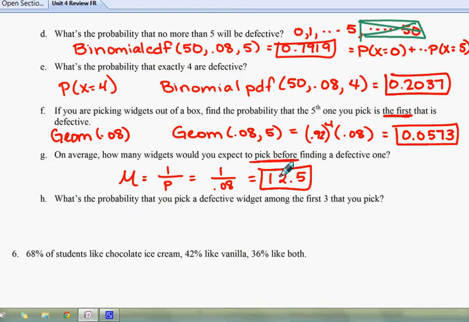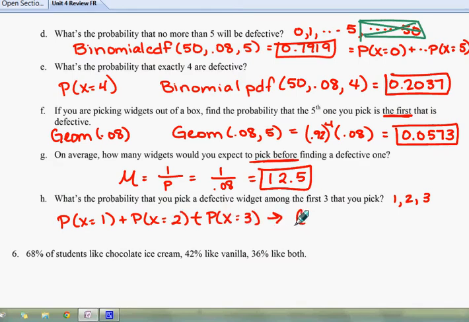And for the last one, what's the probability that you pick a defective widget among the first 3? That means it's either the first one, the second one, or the third one. So we're still using the geometric model from up here. And we're saying what's the probability that it happens on the first, plus the probability that it happens on the second, plus the probability that it happens on the third, which is calculated by doing each of those separately with PDFs or doing a CDF of 0.08 up to the third event, which gives me 0.2213.